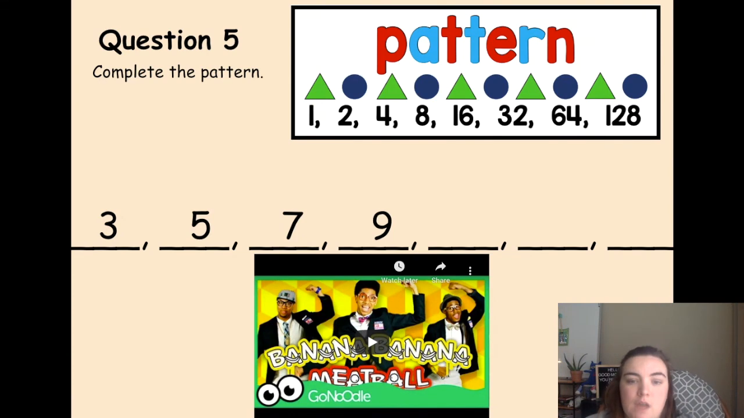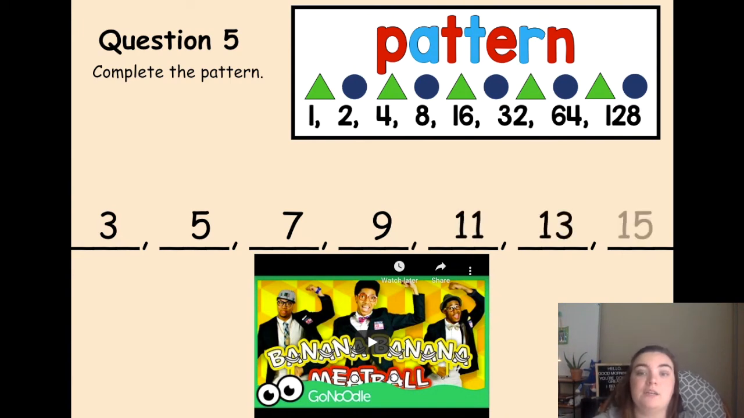So if I add 2 to 9, I should get 11. If I add 2 to 11, I should get 13. And if I add 2 to 13, I should get 15. I could keep going, but of course the review only asks for these 7 numbers. So if you want to keep going, keep going. If not, that's fine.